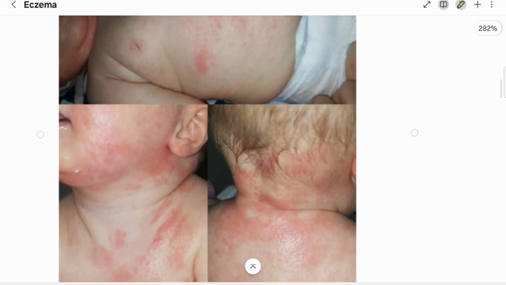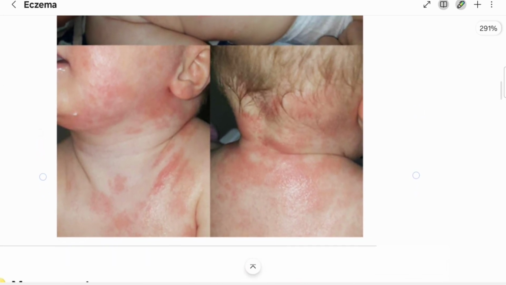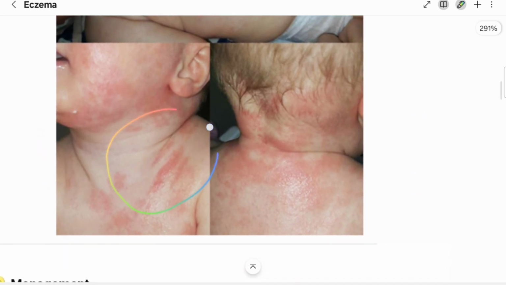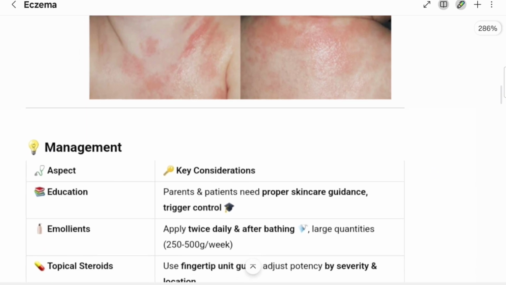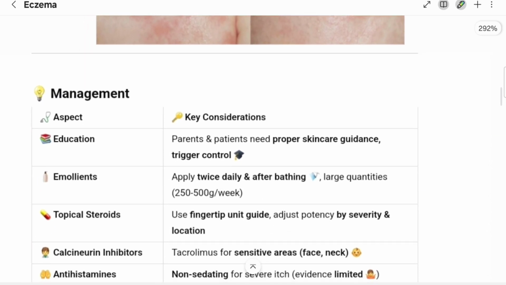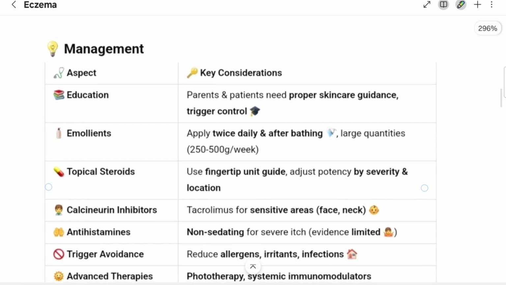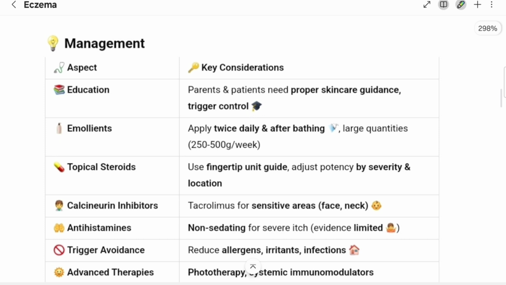Now this is a case of atopic dermatitis affecting the neck of a child. Actually this is an infant. Now come to the management part. So what we can do now for managing this disease?